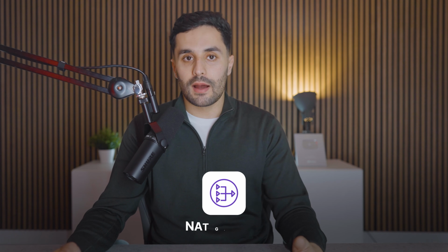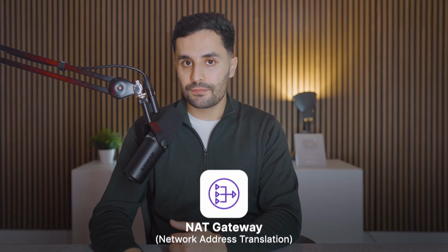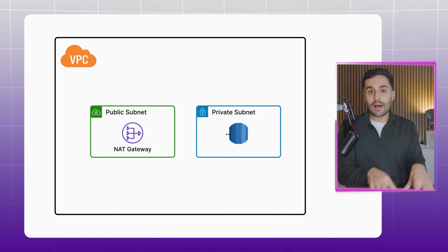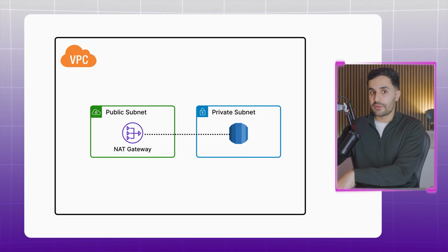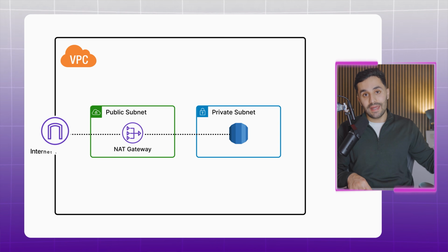But what if your private resources need to access the internet, say for software updates or to download packages? This is where NAT gateways come in, the Network Address Translation. Think of a NAT gateway as a secure bridge. It sits in your public subnet and allows your private resources from your private subnets to reach out to the internet when they need to. But, and this part is very crucial, it never allows incoming connections from the internet to reach your private resources. It's a one-way street for internet traffic.